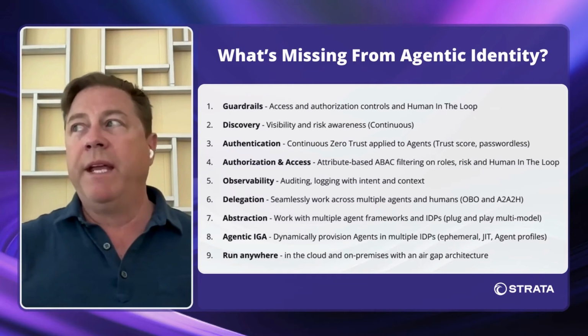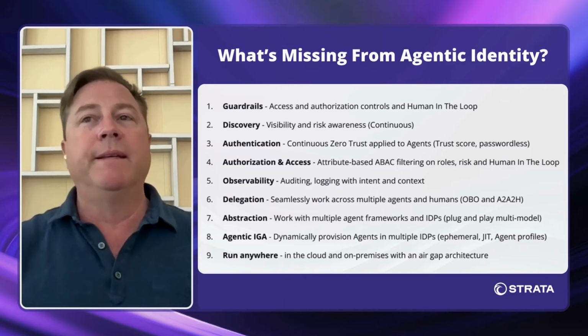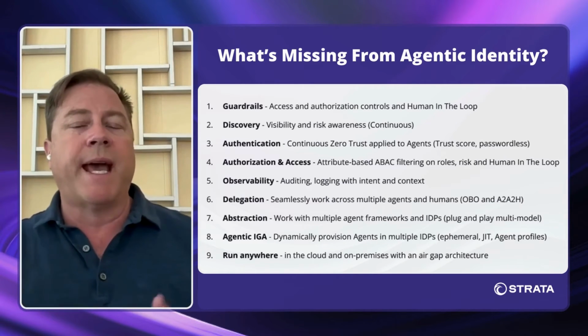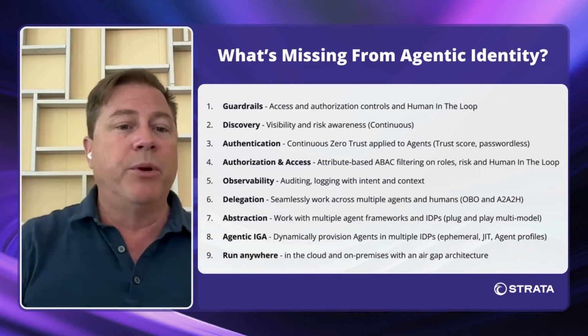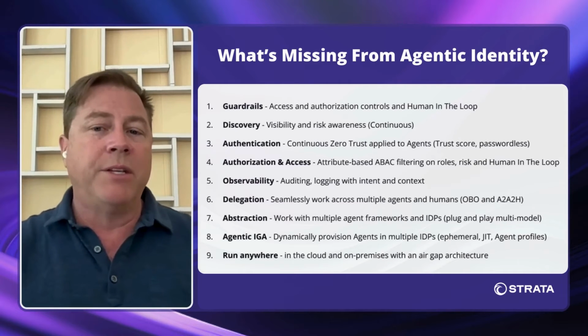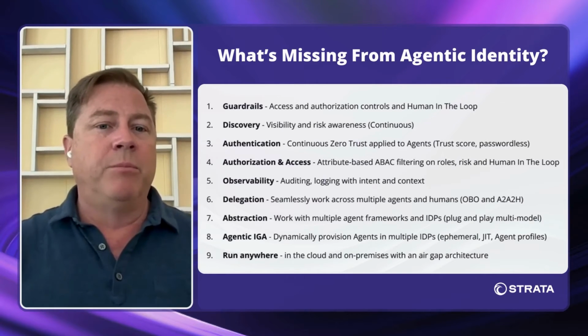Observability, having a way to see where all these transactions are happening and be able to capture the intent and the context of a transaction. It's really understanding who is the subject and who is the actor, and being able to have logging and reporting on those two important components. Delegation is about the on-behalf-of flow, or the agent-to-agent or agent-to-human kind of model, and really being able to embrace that natively as the mechanism to have these agents work on our behalf.